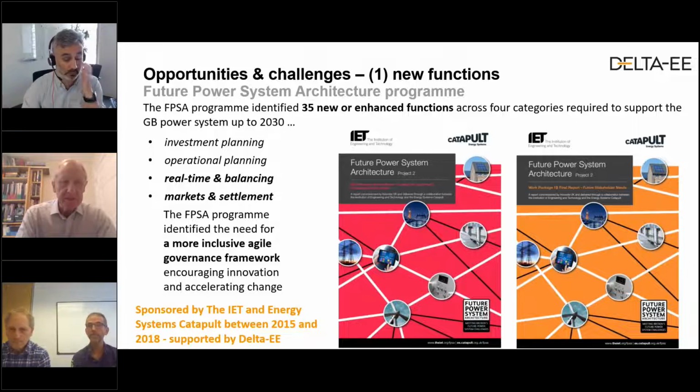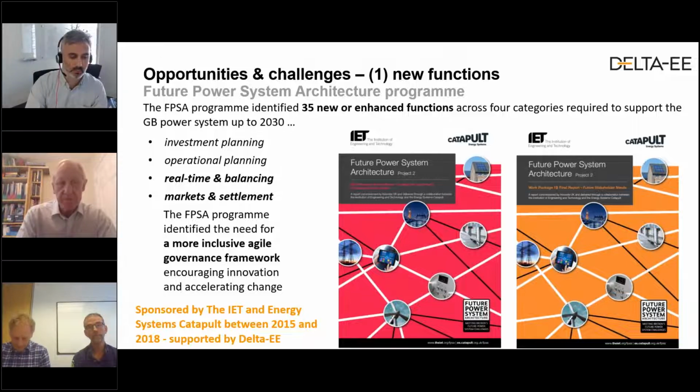So the programme identified 35 new or significantly enhanced functions that would need to be embedded in the management of the power system by 2030. And as I said, these functions were grouped under a number of headings, particularly investment planning, operational planning, real-time and balancing, and markets and settlement.